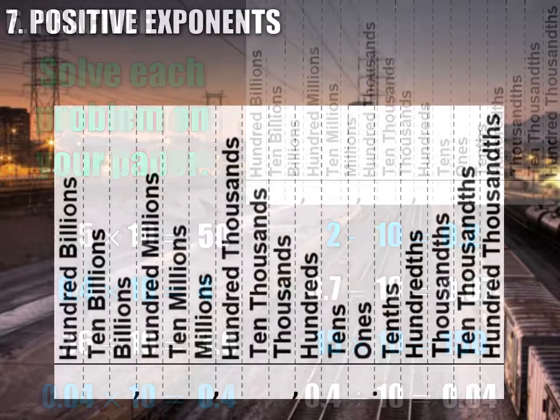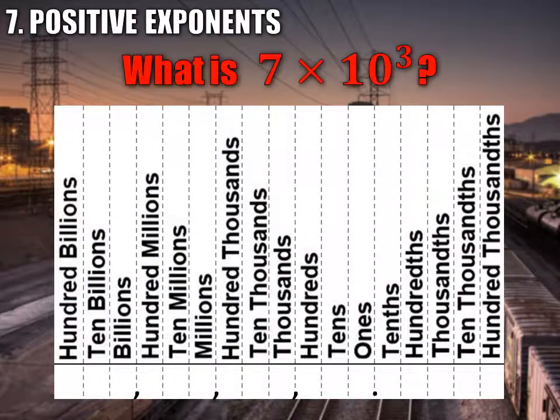Let's move on. So now we'll make it a little bit trickier, but realize that this isn't any different than what we've already been doing. What is 7 times 10 to the third power? You have to understand that to the third power means that this is 10 times 10 times 10, or 10 multiplied by itself 3 times. That's what the exponent is showing us.